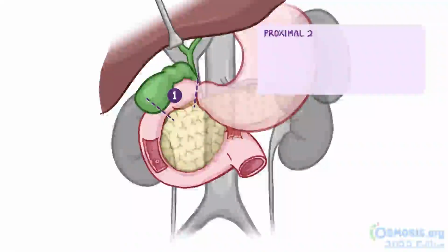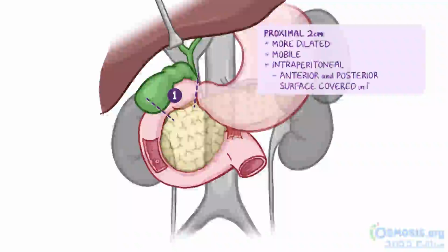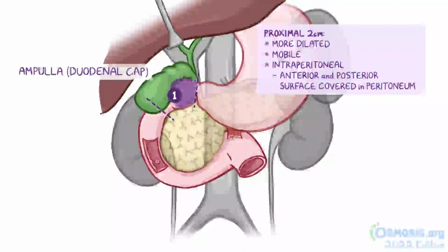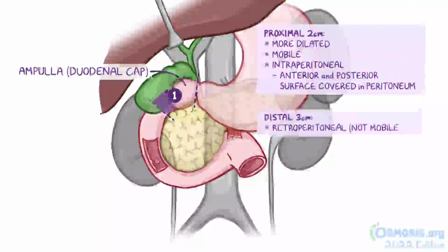The proximal 2 centimeters of the first part is also more dilated and freely mobile, as it is intraperitoneal with its anterior and posterior surface covered in peritoneum, and is referred to as the ampulla or the duodenal cap. This is in contrast to the distal 3 centimeters, which is retroperitoneal and therefore not mobile.